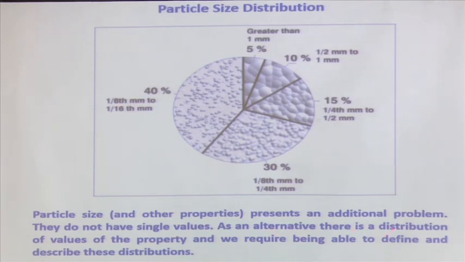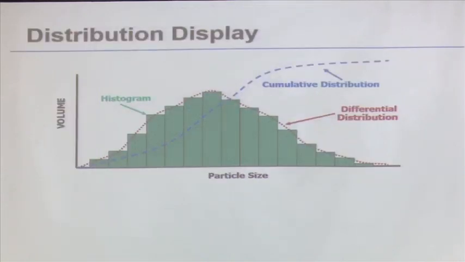So, as an alternative, there is a distribution of values of the property, and we need to be able to define and describe these distributions. What do we mean by distributions? If I want a quantitative estimate of that, how do I plot it? I can go for a frequency plot, that is called a histogram type of plotting, particle size versus volume distribution. Then I can have a histogram that is called the differential distribution, because we have differentiated the different segments, as in the pie chart system.